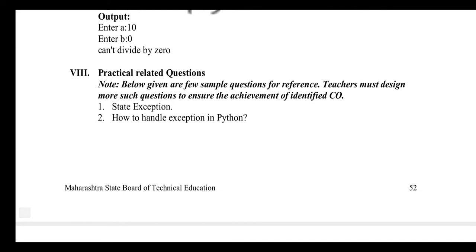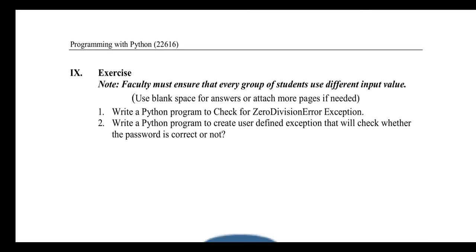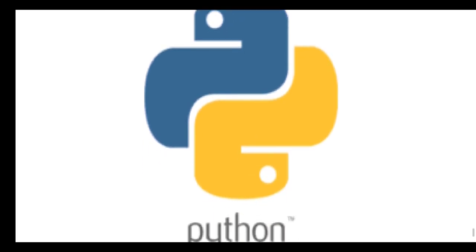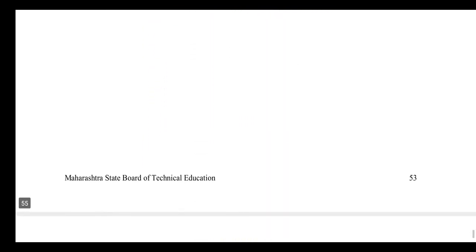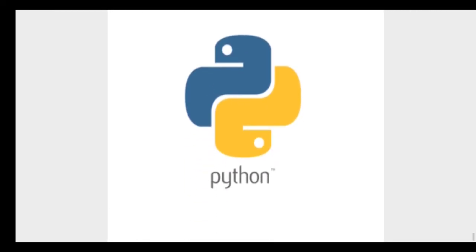Next are the practical related questions. You have to state what an exception is, and how to handle an exception in Python. In the exercise you have to prepare two programs. First, write a Python program to check for the zero division error exception. Second, write a Python program to create a user defined exception that will check whether the password is correct or not. For these two programs you have to create a user defined exception. So here ends your 16th practical.